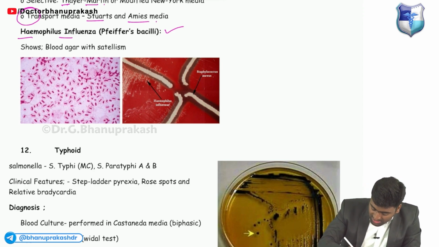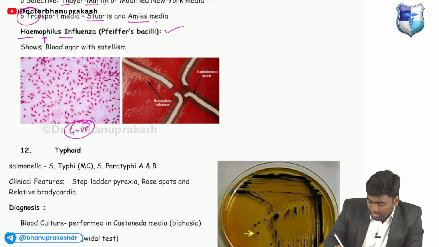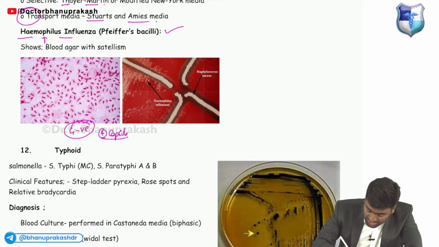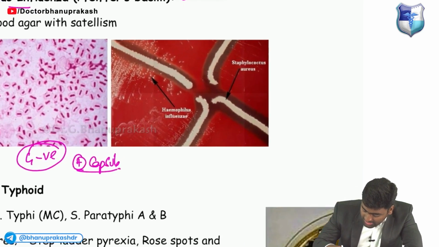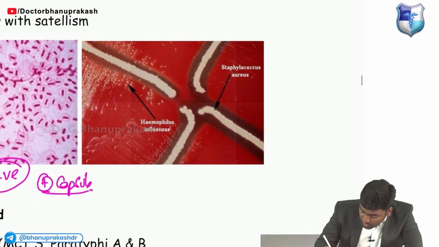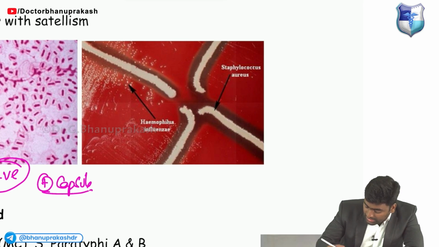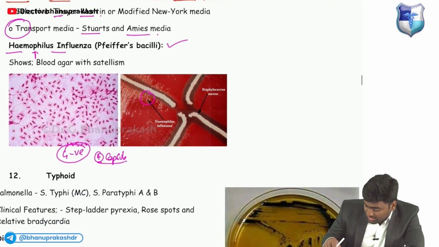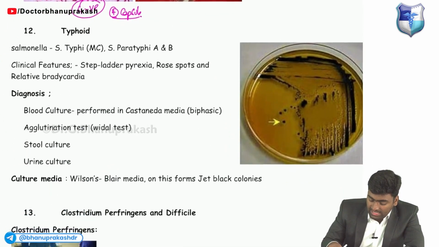Then as I told you, Haemophilus influenzae is also a gram-negative organism, and along with this there is the presence of a capsule, and it will show a phenomenon known as satellitism. See, this is the growth of the Staph aureus colony, and it will grow adjacent to the Staph aureus. So this phenomenon is known as satellitism.